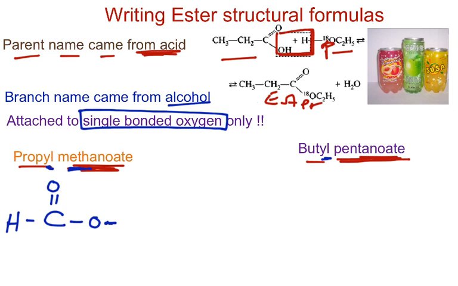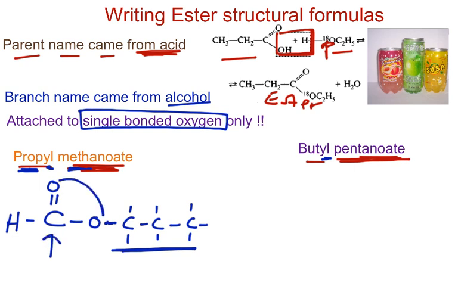It has some number of carbons. And how many carbons does it have attached to that single bonded oxygen? The name propyl, prefix prop, tells us. Prop refers to 3. We put 3 carbons. 1, 2, 3. We put our hydrogens in carefully, and we're done. So that's propyl methanoate. This part refers to propyl, and 1 carbon right here with the C double bond O. The COO group, the double bonded O and the single bonded O, refer to the acid part, and you're done.